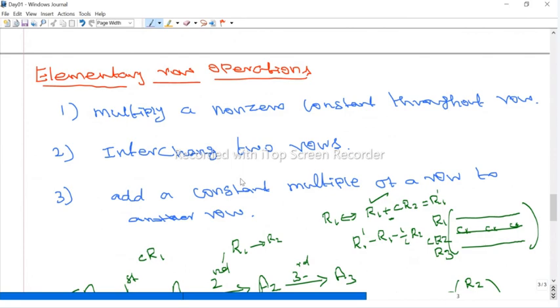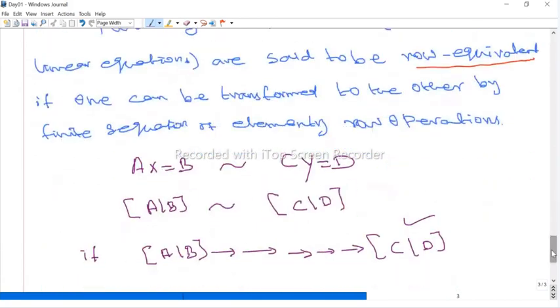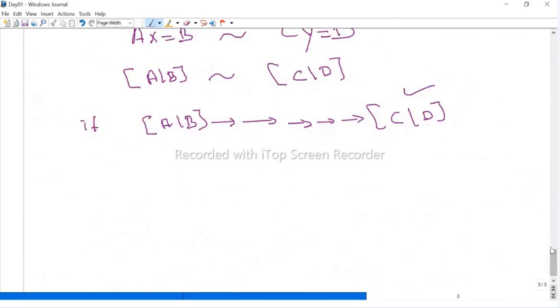So when we say two matrices are row equivalent, we can obtain one matrix from the other by applying a sequence of elementary row operations. Maybe I will state one theorem. So this is a definition. Now that we have stated the definition, if two systems are row equivalent, then both systems have the same solution. So maybe we state it as a theorem.